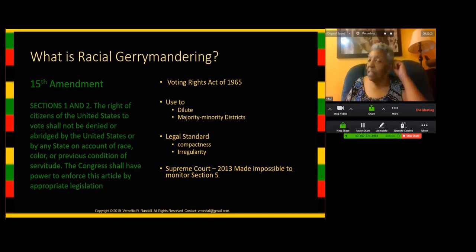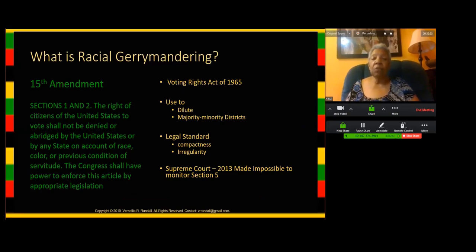So the 15th Amendment, Sections 1 and 2, protects the right to vote, and says that the right of citizens of the United States to vote shall not be denied or abridged. And the Voting Rights Act of 1965 was passed to protect that, largely because states were denying the right to vote based on race, and they were diluting the vote. Racial gerrymandering is still a legally impermissible thing.